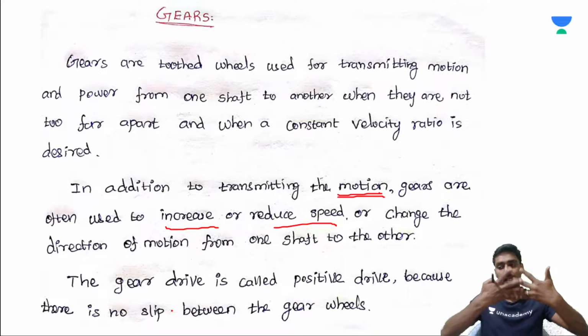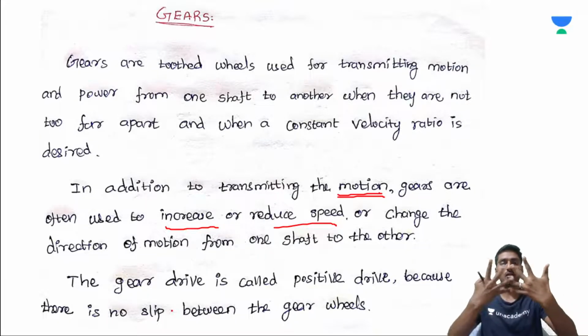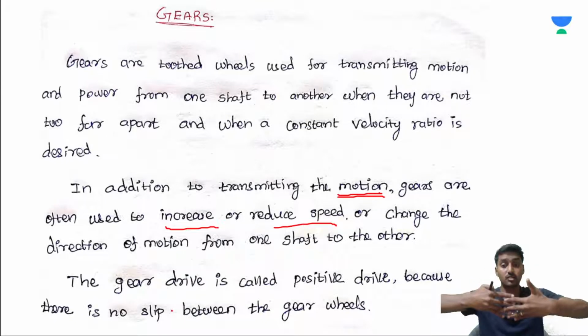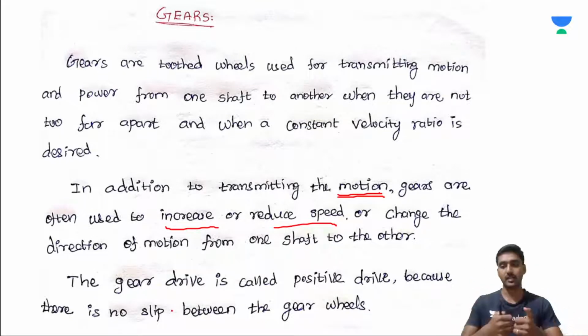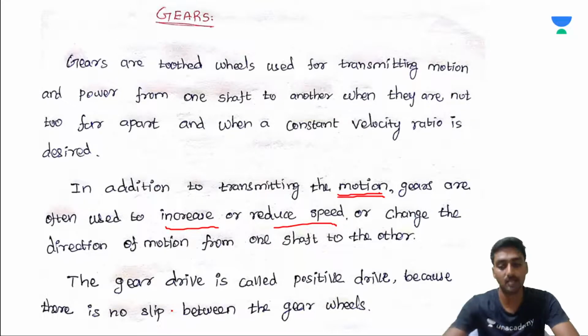If the gears are engaging together, there is no slip between the two mating gears. In case you use two rollers or sometimes a belt drive, it may slip, so we can't say it's a positive drive. But gear drives are positive drives when comparing with the other drives, right?